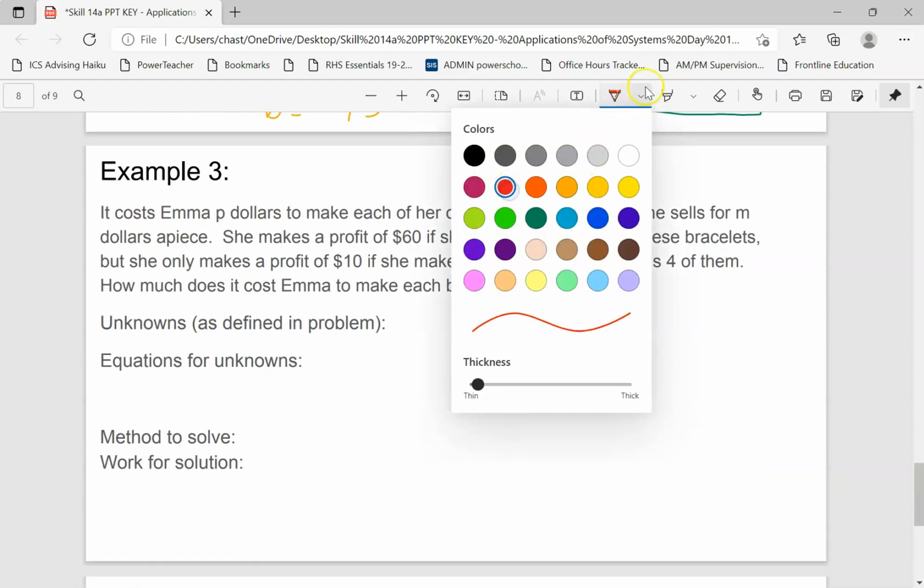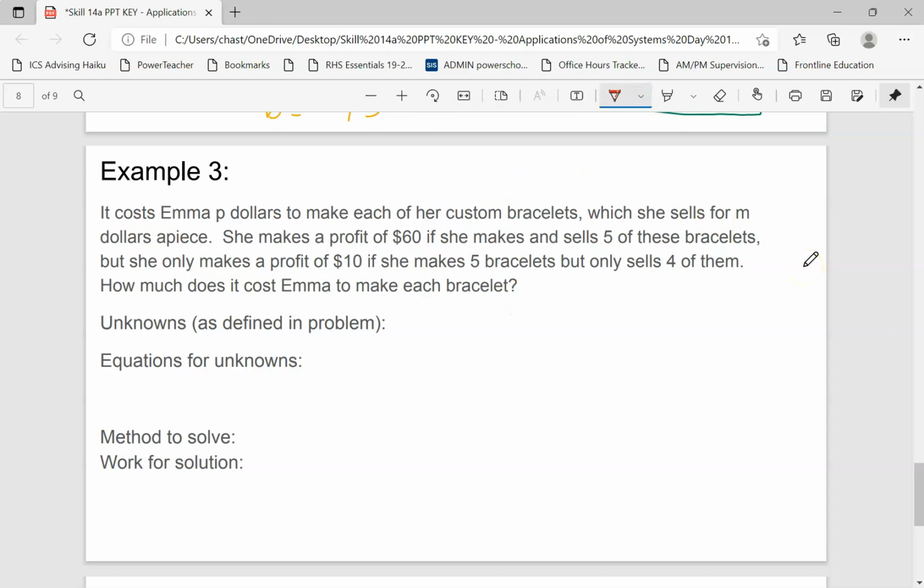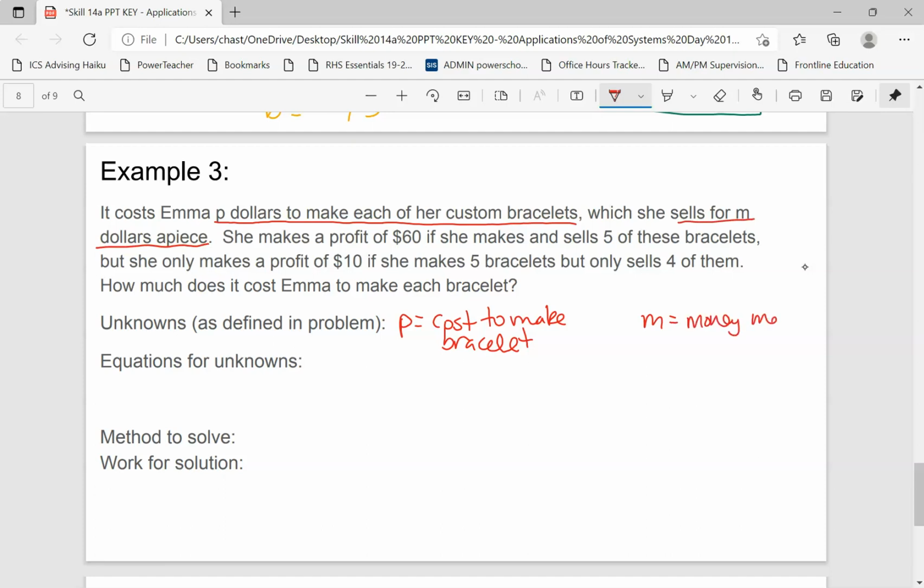On this one, it says that it costs Emma P dollars to make each of her custom bracelets. So P is going to be the cost to make bracelets. I'm going to go ahead and write that down, which she sells for M dollars a piece. So M is the money made from each bracelet.